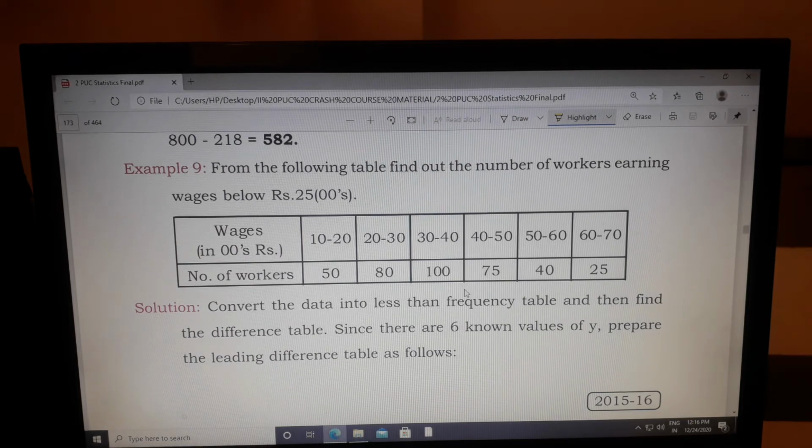Now as per the question, what is asked: below rupees 25 wages. Then can this class interval 10, 20, 20, 30 be converted to a less than frequency table or not? Convert it now. Convert the data into a less than frequency table and then find the difference table. How many known values are there? Here also there are 6 known values. Then obviously you will be getting up to the 5th leading difference table.